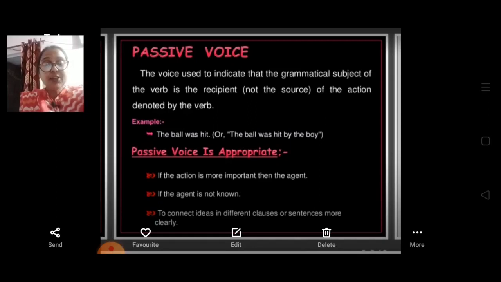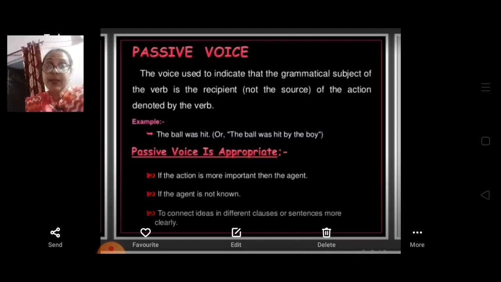Use of passive voice: the active voice is generally used while conveying an idea or thought, but sometimes the use of passive voice is required. Passive voice is used if the doer of an action is not known. For example, mother's purse was stolen. Who stole the purse is not known.